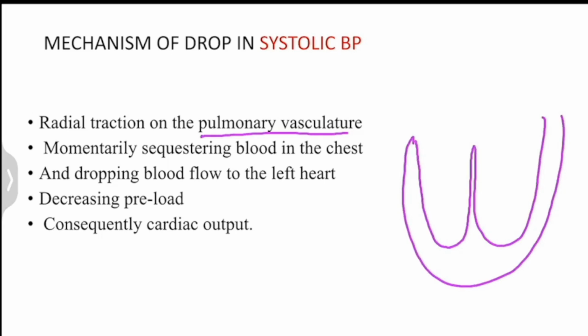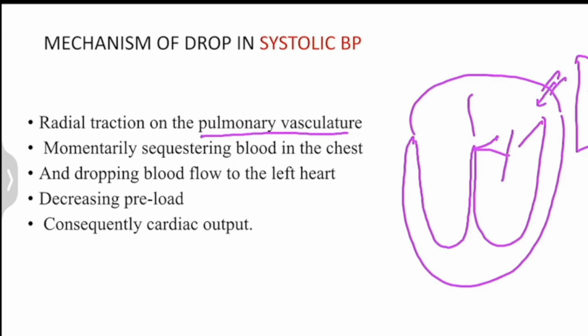So what is happening? The major change occurs on the left side of the heart. When negative intrathoracic pressure increases in the lungs, the blood is sequestrated. So blood entering the left atrium via the pulmonary vein is less. So the input coming to the left ventricle is less. So the stroke volume decreases and cardiac output decreases. So this is the basic mechanism underlying one of the most important reasons for the drop of systolic blood pressure.